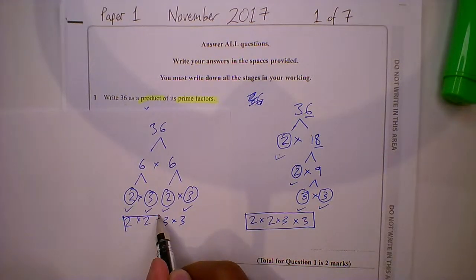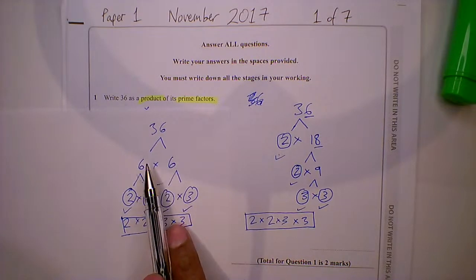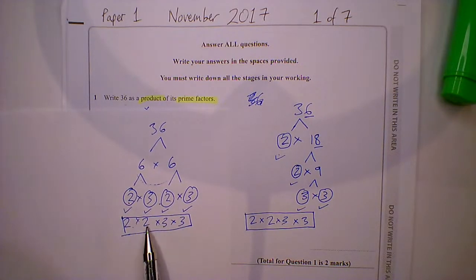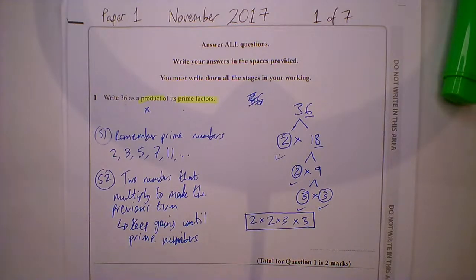And you'll notice that the answer is identical to what I got. So the answers are identical, but the working out is different. And you'll notice I also put it in numerical order, 2, 2, 3, 3. You don't have to do that, but if you do that, that is nice. So I hope you got the same answer there.